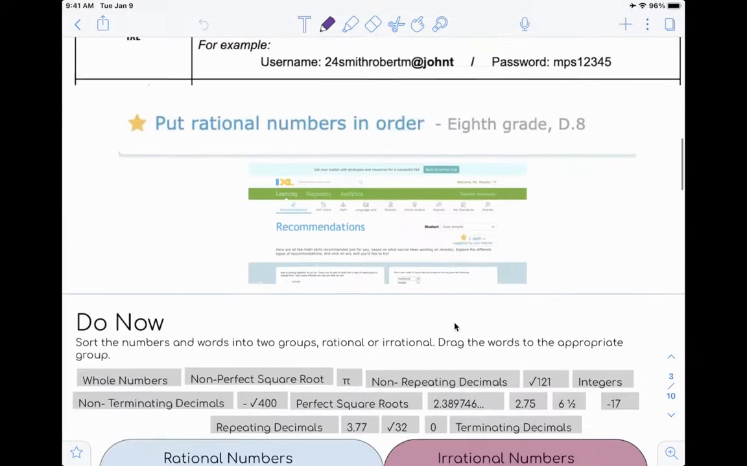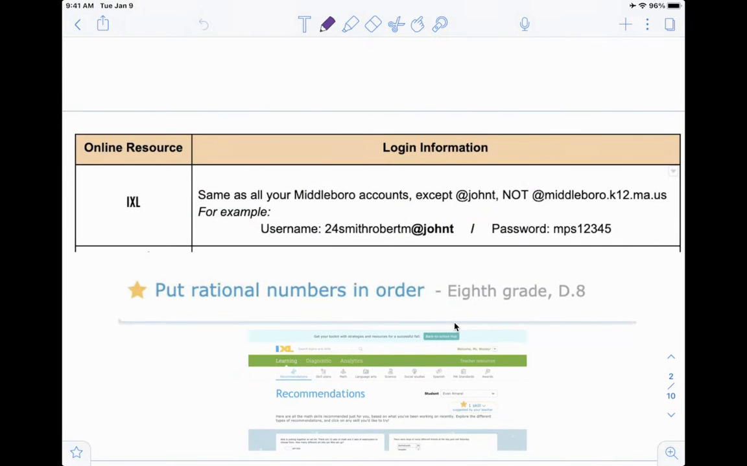So for IXL, I want to remind you that you should be using your Middleborough account, but at the end you're going to use at John T instead of the at Middleborough. And your password, whatever your password is for school. And your lesson is rational numbers to order those. And I'm going to ask you to go up to 80%, but don't try to get 100%. The minimum would be 80%.